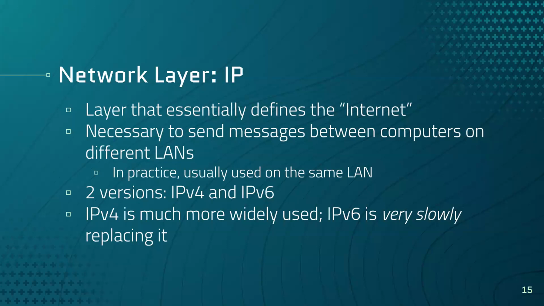So there are two big versions of the Internet Protocol. There's IPv4 and IPv6. IPv4 is the much more widely used version. If you've ever seen an IP address, it's almost definitely an IPv4 address. IPv6 is very slowly replacing it. It's been around for almost 30 years, I think, at this point, but people have been very slow at adopting it, so it's still not even close to IPv4.